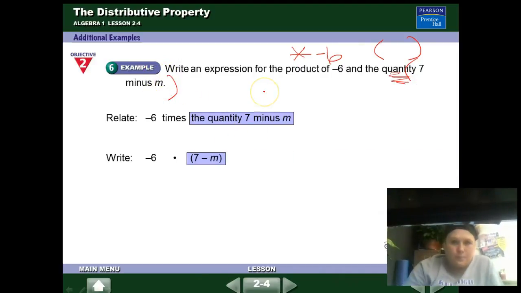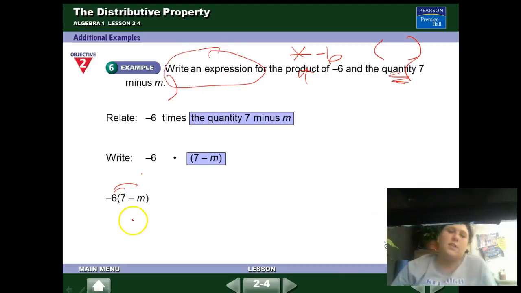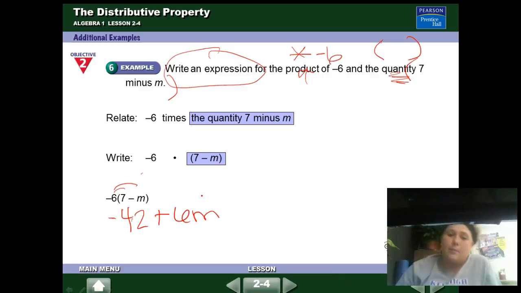So 7 minus m, put that in your parentheses, times it, because it said product, of a negative 6. So we have negative 6, parentheses 7 minus m. We know how to solve this. This is just similar to the previous examples. We can little rainbow, big rainbow. So if you were to just write the expression, you can leave it as this. If you wanted to do negative 42 plus 6m, that'd be fine too. That's actually taking it one more step than what you need to.